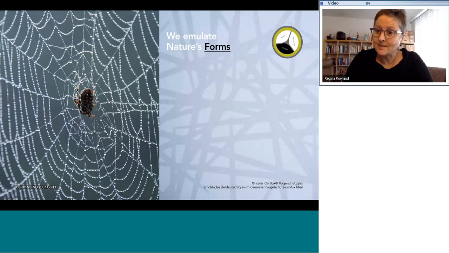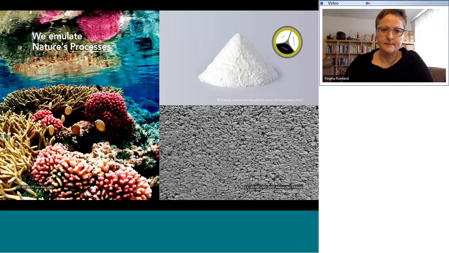So that was an example of form. Here's an example of how we emulate nature's processes. This is a picture of a coral reef, of course, and we're looking here at the coral reef structure, which is a very hard material that's seemingly built from nothing, but it is in fact built from the dissolved CO2, so calcium carbonate, in the ocean water that gets combined with materials that the polyp organism itself creates.